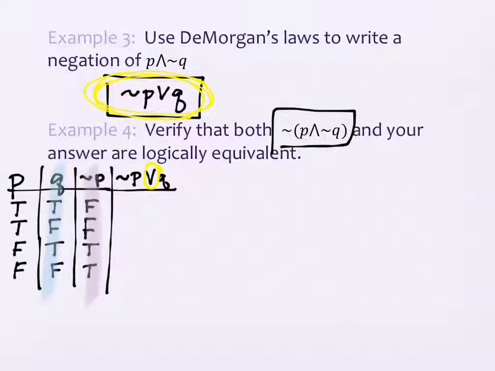So along my first row, it says true, false. So that would be true. The second row, excuse me, says false, false. That's false. The third row says true, true. That's true. And the fourth row says false, true. And that's true.